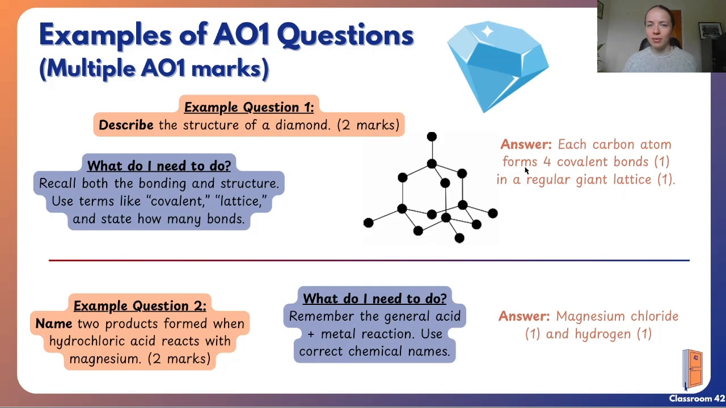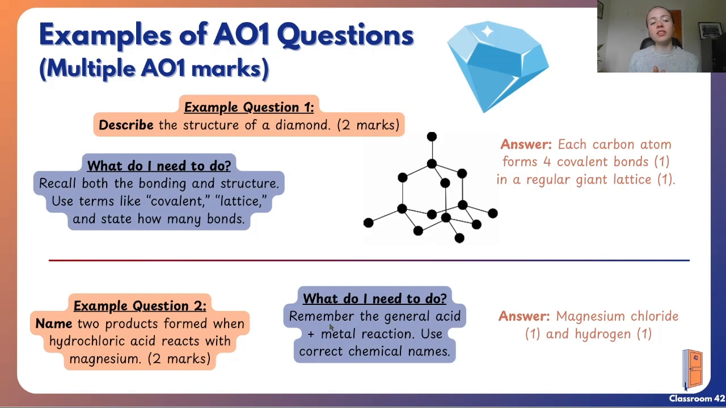So those are the 2 main points that you need for that type of question. We've also got: name 2 products formed when hydrochloric acid reacts with magnesium. So here you need to remember the general acid plus metal reaction, and just make sure you use the correct chemical names. So we know in this question, again, this is an example from the specification, magnesium chloride and hydrogen are produced from this reaction.